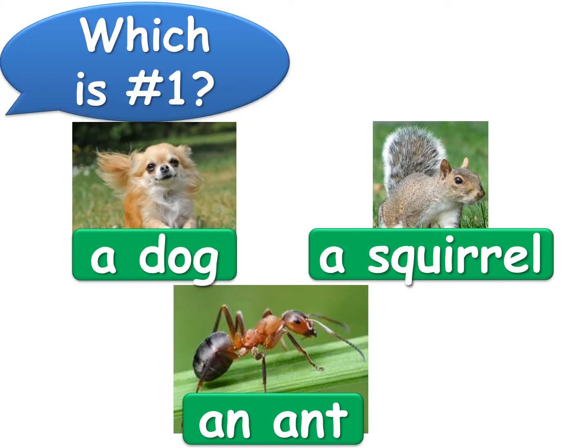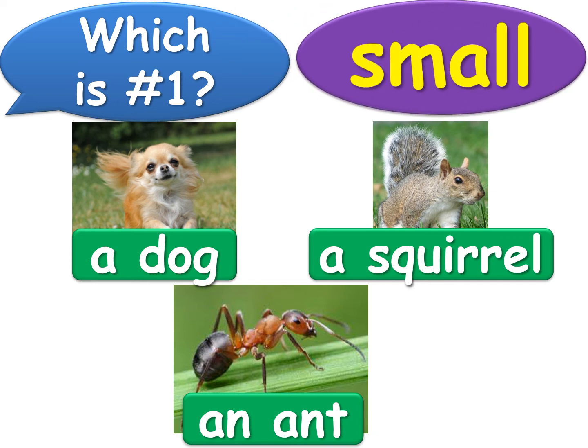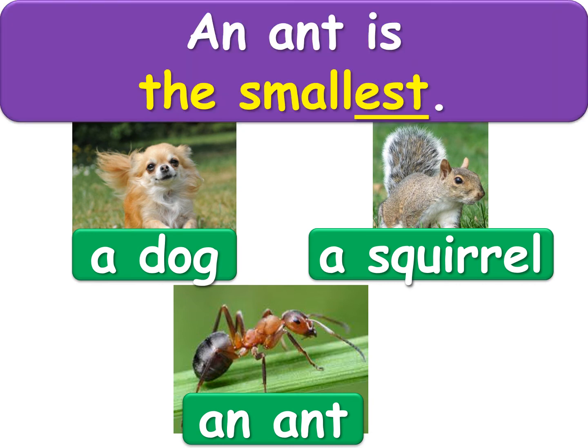Now look at this group. We have a dog, a squirrel, and an ant. And using our adjective small, what can you say about this group? Which one would be the number one small one? The answer would be an ant is the smallest, and we add est when something is the most.